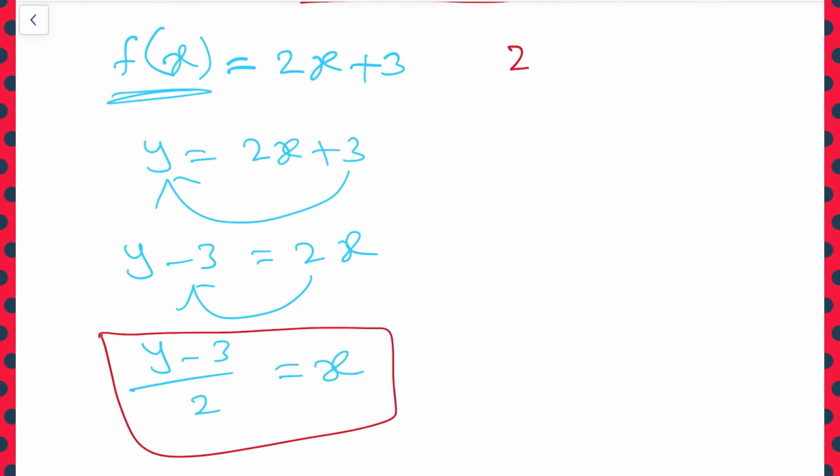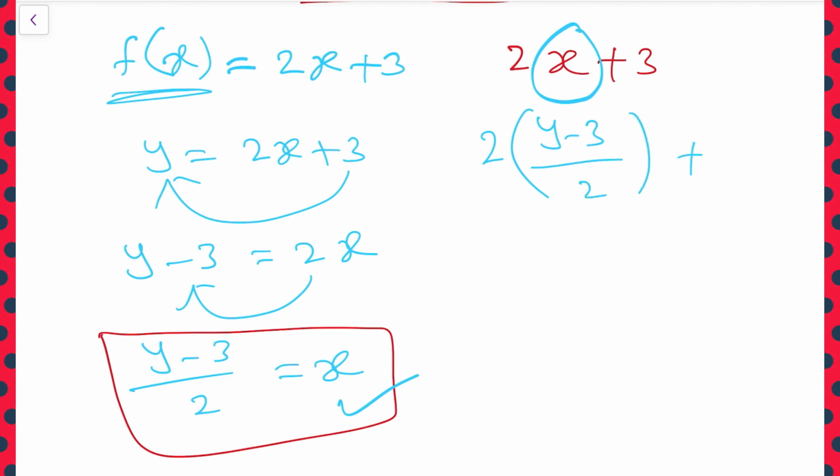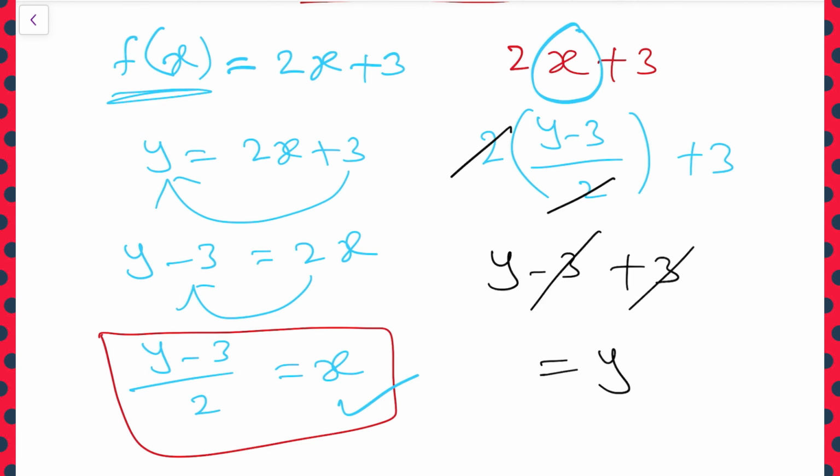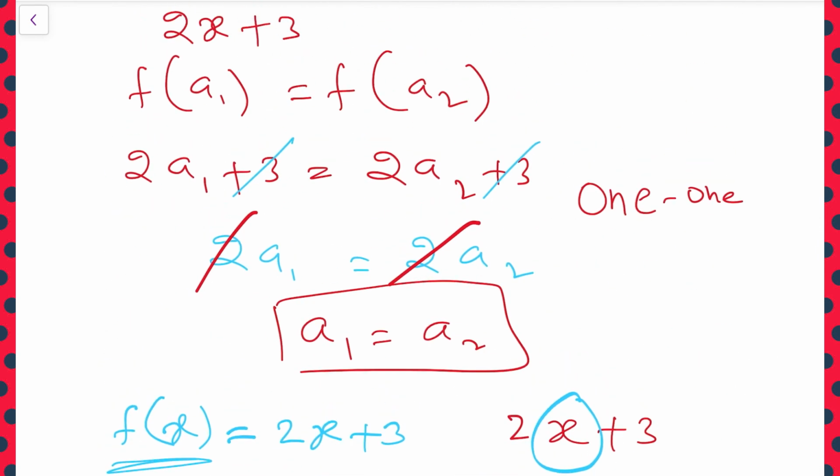Now the function is given as 2x plus 3. Here we have x. In the place of x, we need to substitute this value. 2 into x is nothing but 2 times y minus 3 divided by 2, plus 3 as usual. Here 2 will get cancelled, so we remain with y minus 3 plus 3. Minus 3 plus 3 also cancel, so we remain with y. Here we got the answer y, then we can conclude it is an onto function also.